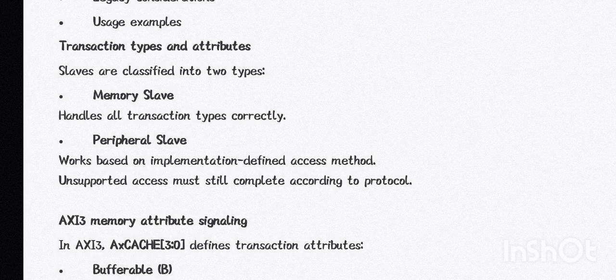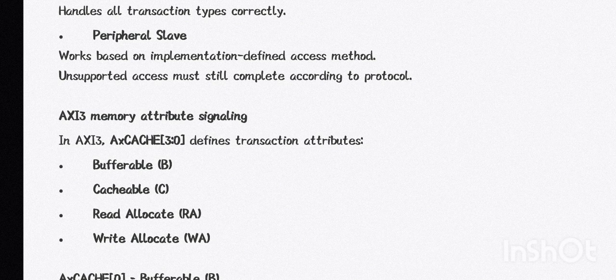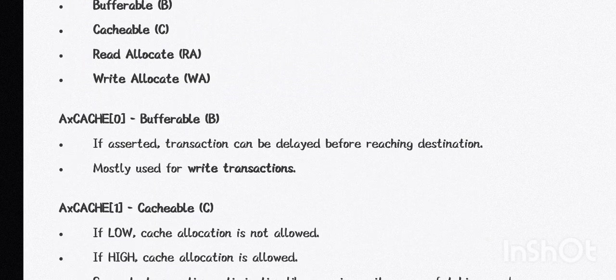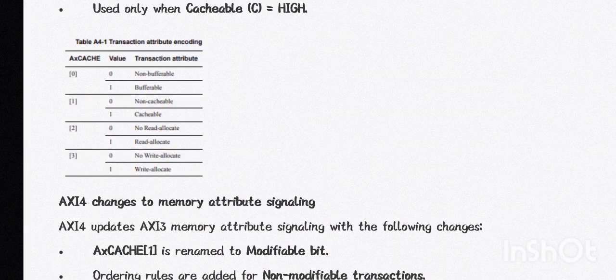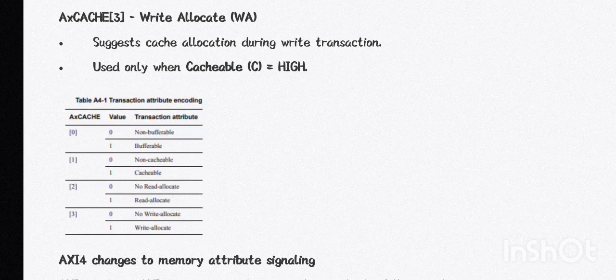AXI3 memory attribute signaling. In AXI3, ARCACHE[3:0] defines transaction attributes: bufferable, cacheable, read allocate, and write allocate. Here, ARCACHE[0] is bufferable. When asserted, the transaction can be delayed before reaching the destination, mostly used for write transactions.